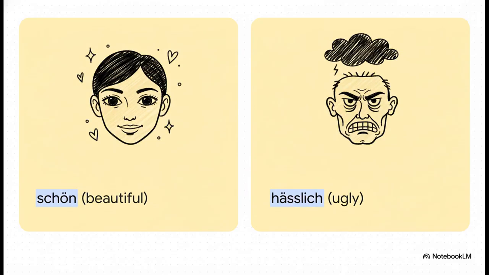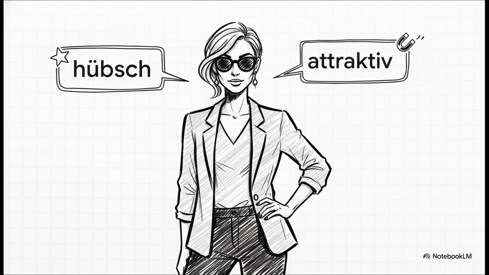Okay, now for the big words on attractiveness. On one end of the spectrum, you have schön for beautiful, and on the complete other side, you have hässlich for ugly. These are really strong words that paint a very, very clear picture. But of course, life isn't always so black and white, is it? Hübsch is a fantastic word for pretty or handsome, used all the time. And attraktiv is an easy one. It means attractive. These give you much better, more nuanced ways to give someone a compliment.